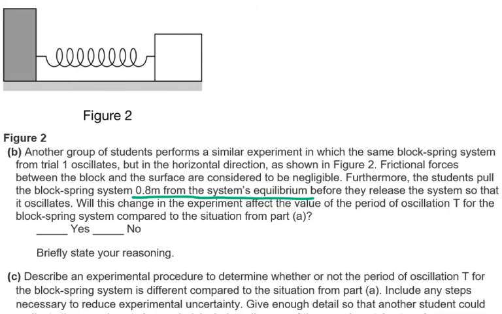Will this change in the experiment affect the value of the period of oscillation, T, for the block spring system compared to the situation from part A?